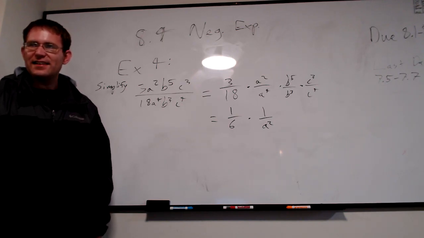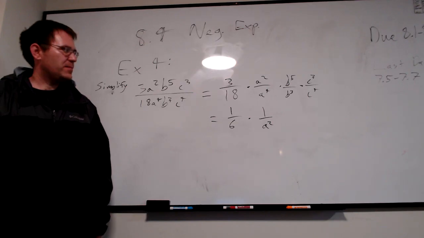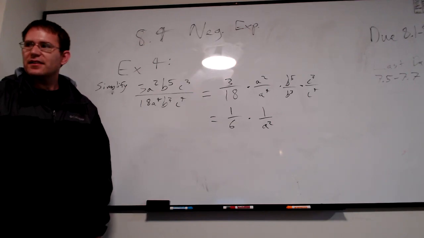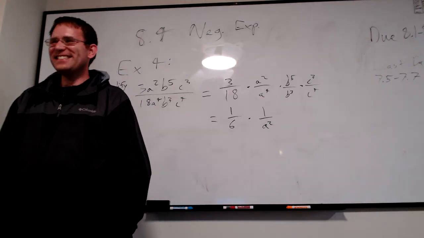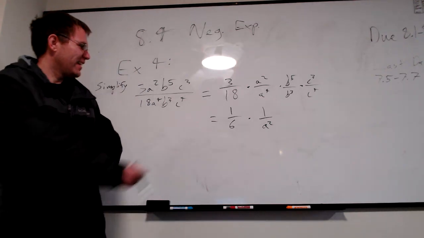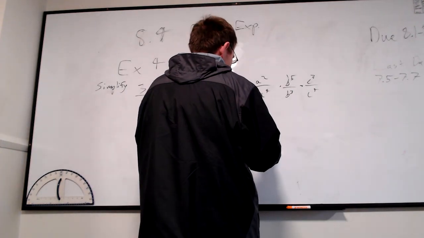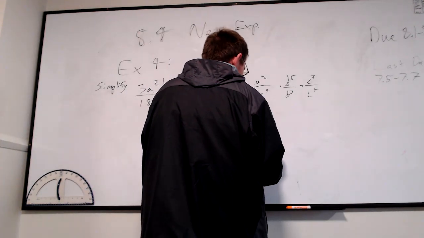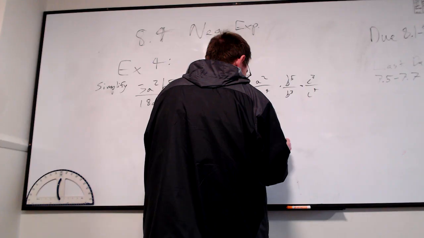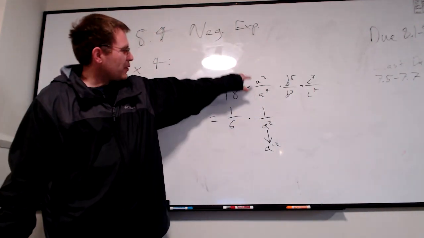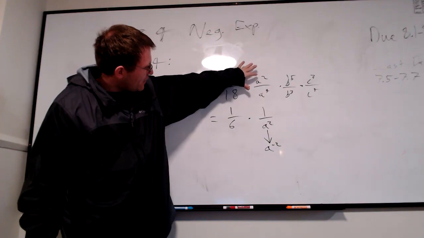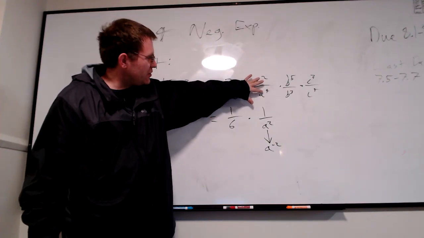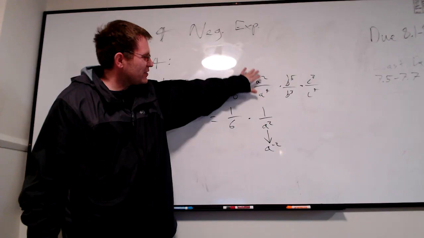1 over a squared is the same as what? A to the negative 2. You're close. A to the negative 2 over 1, which is just a to the negative 2. So like we normally do, we're subtracting. See how that makes sense? We have 2 up here, minus 4 below gives us negative 2.